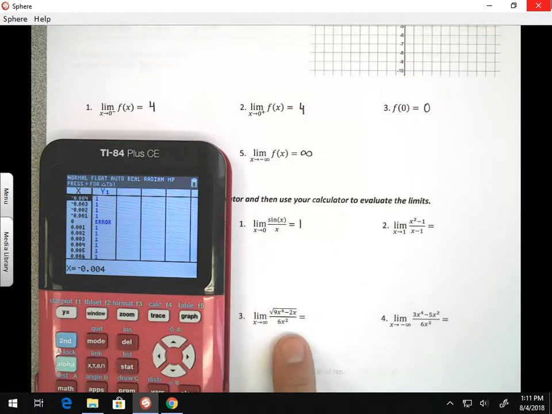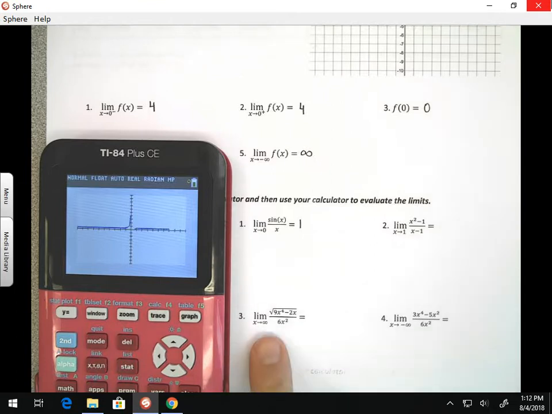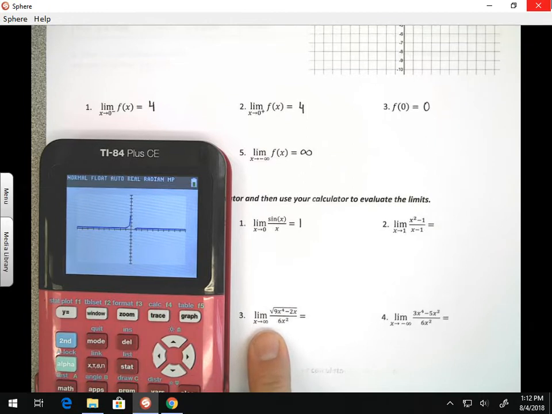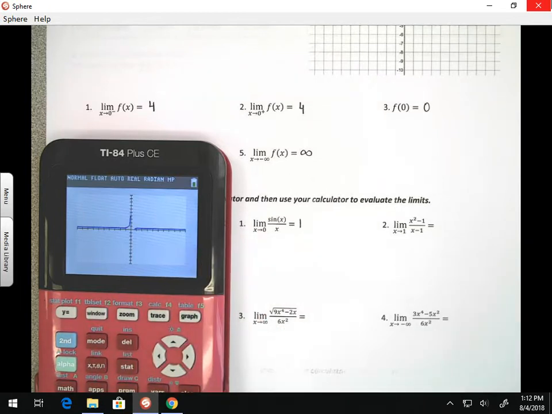Now, let's look at number 3. So again, I'm going to go back to my y equals, and I'm going to type in my function, minus 2x, and on the bottom I have 6x squared. And I'm going to go ahead and graph that. Now, I don't see a whole lot happening here, and this one's a little trickier because now it's looking as x goes to infinity. So I could change my window and make my x values infinitely large, but again, I find it helpful to use the table.